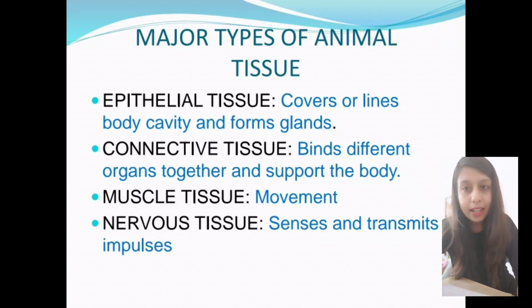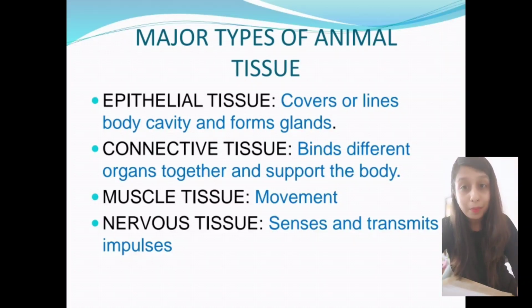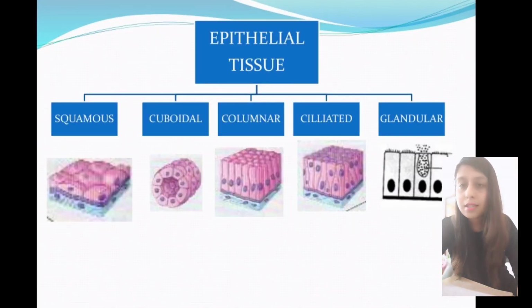Now epithelial tissue covers or lines the body cavity and forms glands. The connective tissue binds different organs together and supports the body. Muscular tissue performs movement. Nervous tissue senses and transmits impulses. Now epithelial tissue is of 5 different types: squamous, cuboidal, columnar, ciliated and glandular.